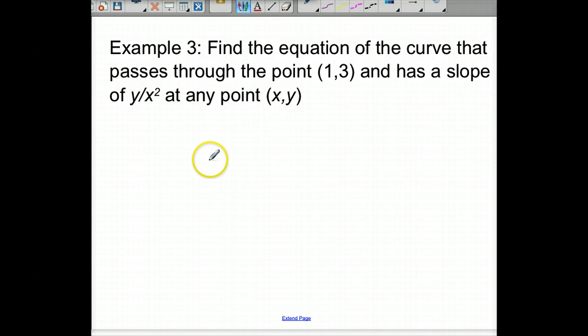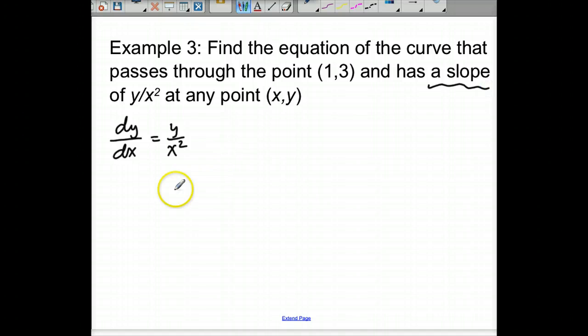Example 3, find the equation of the curve that passes through the point 1, 3 and has a slope of y over x squared at any point xy. So if it has a slope of y over x squared, that's the derivative. So you have to make that connection. And then we want the equation of the curve. So that means we have to solve this differential equation.